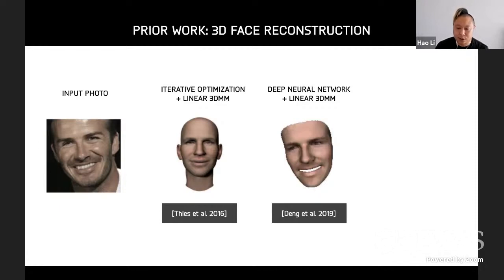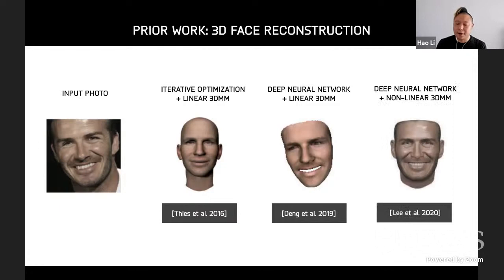Deng and coworkers started to think about whether we can avoid this iterative optimization, because it could easily get stuck in local minima if you have an input photo with very challenging lighting conditions. What they're doing is saying, let's do the inference using a deep neural network, right? There are actually multiple papers that propose this.